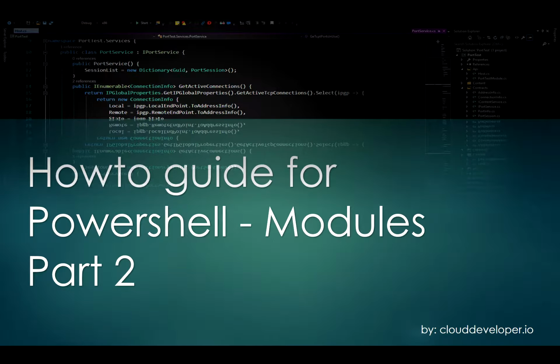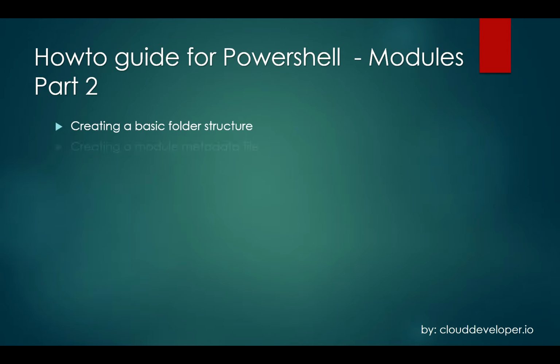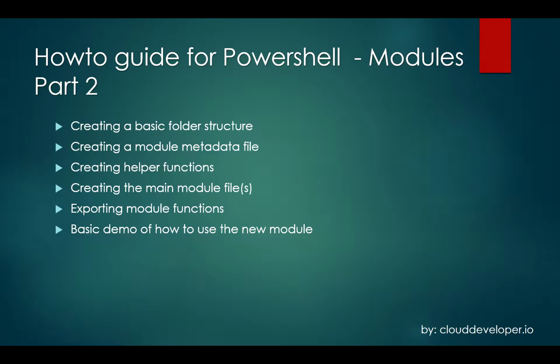In today's video, I want to talk about PowerShell modules. Specific items we're going to touch on are creation of a basic folder structure for a module. We're going to create a module metadata file and some helper functions. Then we're going to generate a main module file that's going to be invoking those helper functions as well as the actual logic of the module itself. We're going to show you how to export some of the functions that are available to the end user from the module. And then we're going to show you a basic demo of how to use that new module.